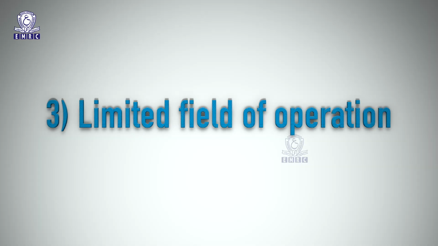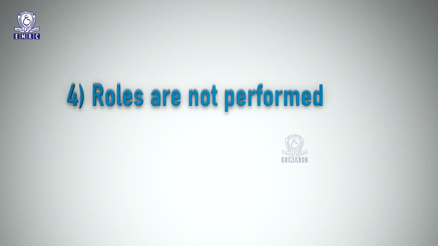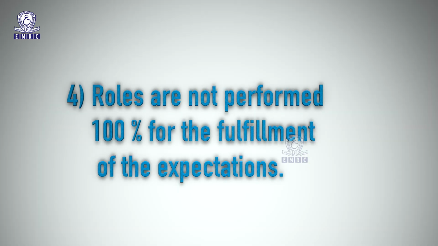The limited field of operation. Every role has a limited area of operation and the role has to be confined within that. For example, an officer has a role to play in the office, but when he reaches his family, that role ceases. Roles are not performed 100% for the fulfillment of the expectations. It is not possible for everyone to perform his role fully in accordance with the expectations of the society. There is bound to be some distinction.